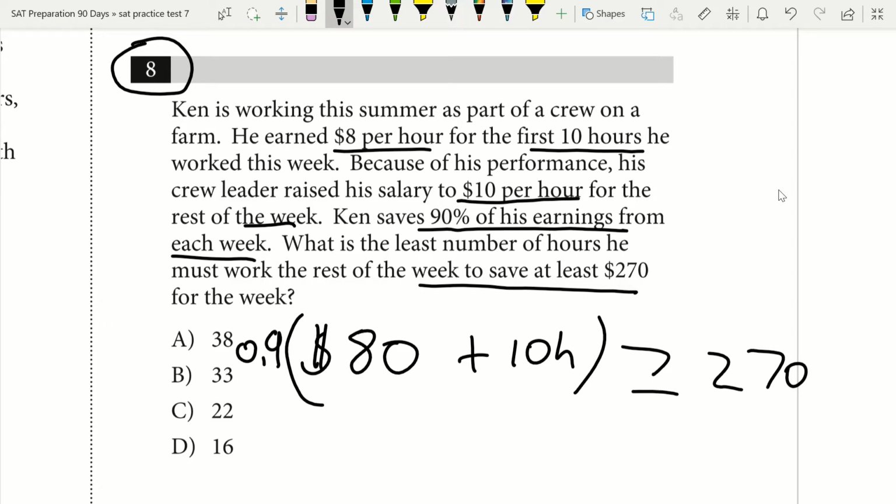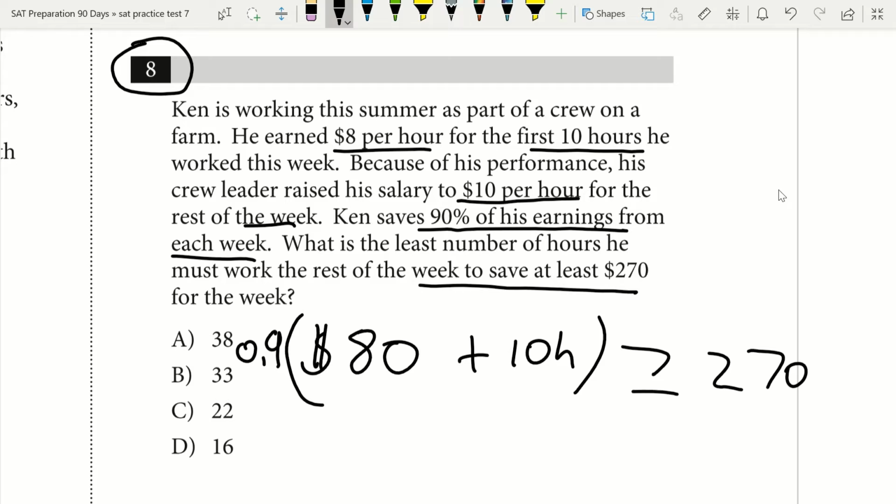So now I see I already have my equation set up. Now if I hadn't been writing this down as I read through, then by the time I got to the end and I saw that it said, what is the least number of hours he must work the rest of the week to save at least $270 for the week, I'd have to go back through and find all this information. But since I wrote it down as I read through, I already got it here, which means that I can solve for this pretty easily.